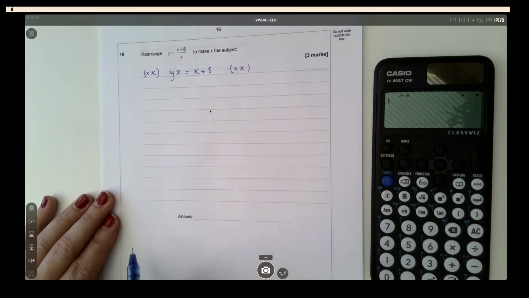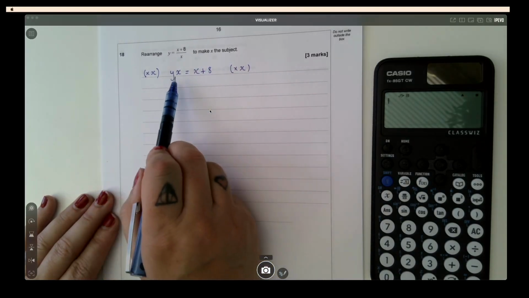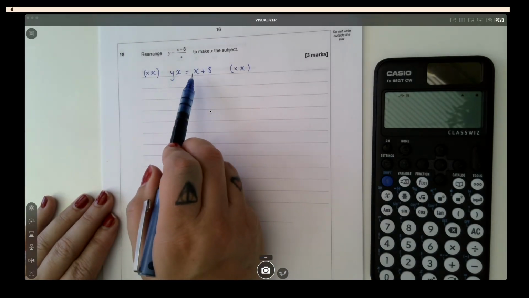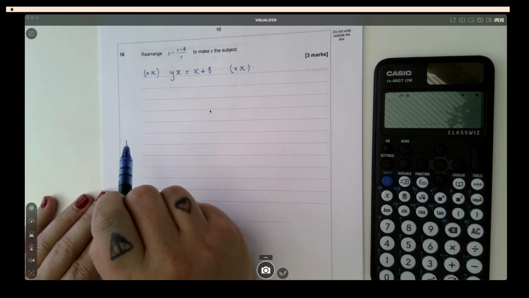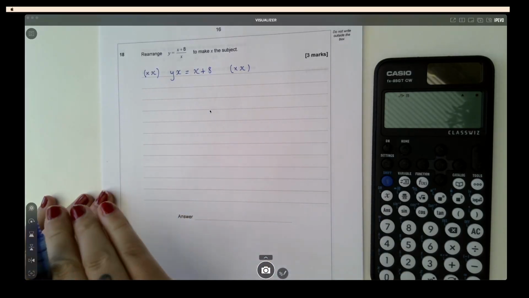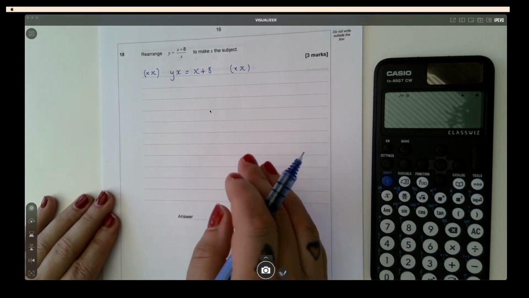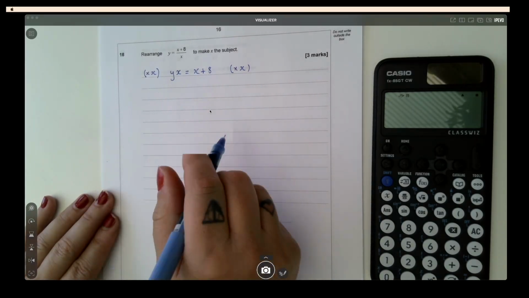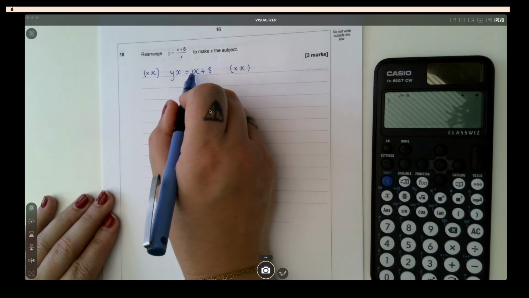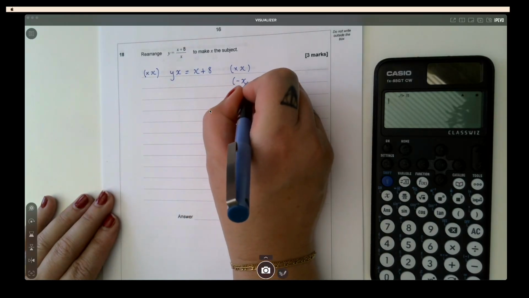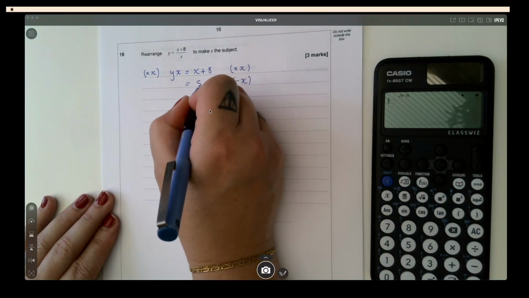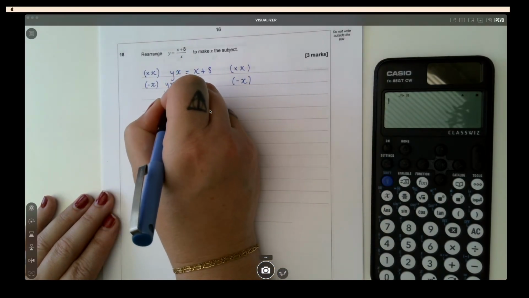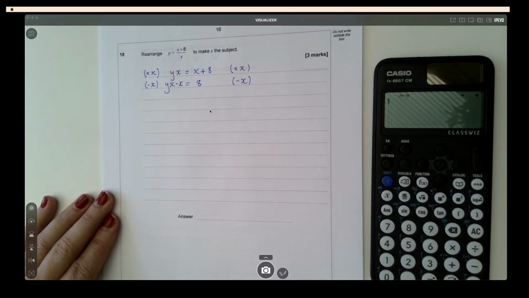I've eliminated that fraction. Now what we notice is we've got the letter x that we want to make the subject in this equation twice. So I want to make sure that all terms with an x in are on the same side of the equation. So let's move them so that they're all on the left-hand side of the equation. So instead of having positive x here, I'm going to subtract x from this side, which leaves 8. And then when I subtract x from this side, I have yx subtract x.